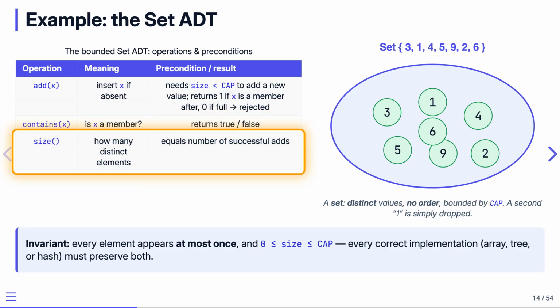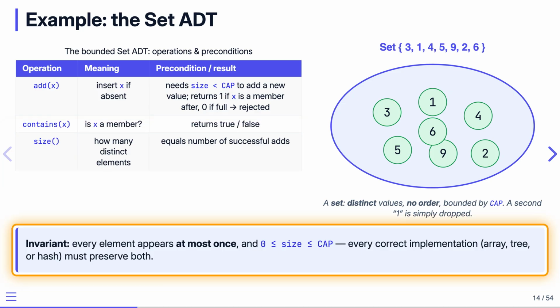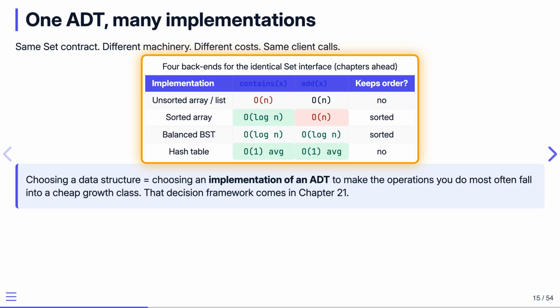The third operation is size. It tells us how many distinct elements the set holds. That number equals the count of successful adds. And this is the rule that never breaks, the invariant. Every element appears at most once, and the size stays between 0 and the cap. Every correct build of the set, whether array, tree, or hash, must keep both of these true. Same set contract, different machinery inside, different costs, but the same client calls.